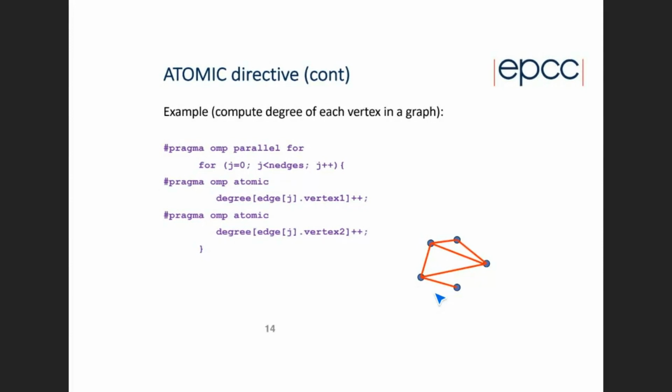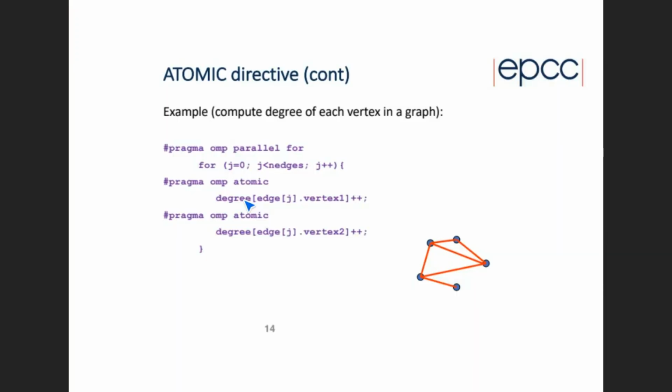Okay, so Sahil asking, could I reiterate why critical would be bad? Yes, okay. So if I use critical instead of atomic here, then for every single update, every thread would be blocked while another thread was executing the update. So I could only ever have one update happening at a time with critical. Whereas with atomic, as long as these are different elements of the degree array, then the updates can happen concurrently.